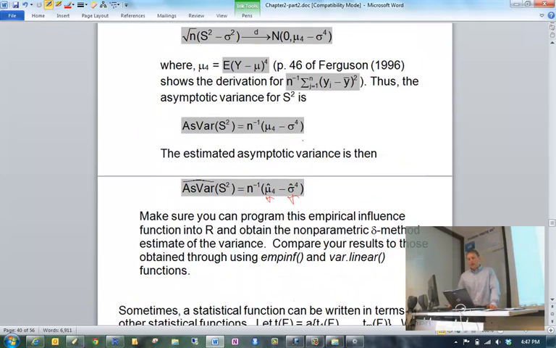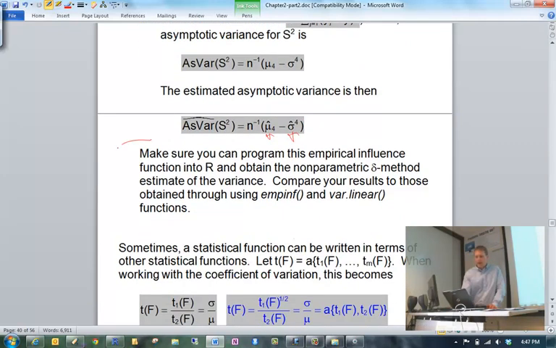Now, what I would like you to do on your own is to make sure, actually I think this might be part of project number 2. That's essentially part of project number 2. So make sure that you can program these empirical influence function values into R, and then you can also use the Empi function to get the same exact values.